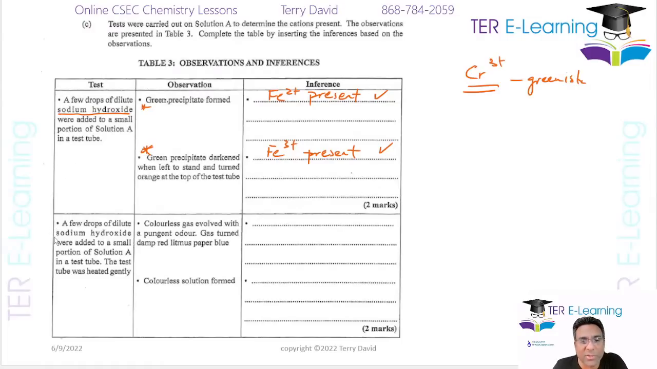For the next one here, we're using sodium hydroxide again. You add a small amount and you heat it gently. Now they said a colorless gas evolved with a pungent odor, and the gas turned damp red litmus blue. So therefore, if it's a gas with a pungent odor, the gas that we're talking about here is NH3 gas, or ammonia gas. So that's the answer for this one. And they told us that a colorless solution formed. Now when you add sodium hydroxide and you're getting ammonia gas being produced, that tells me that NH4+ ions are present. That's the ammonium ion they're talking about.